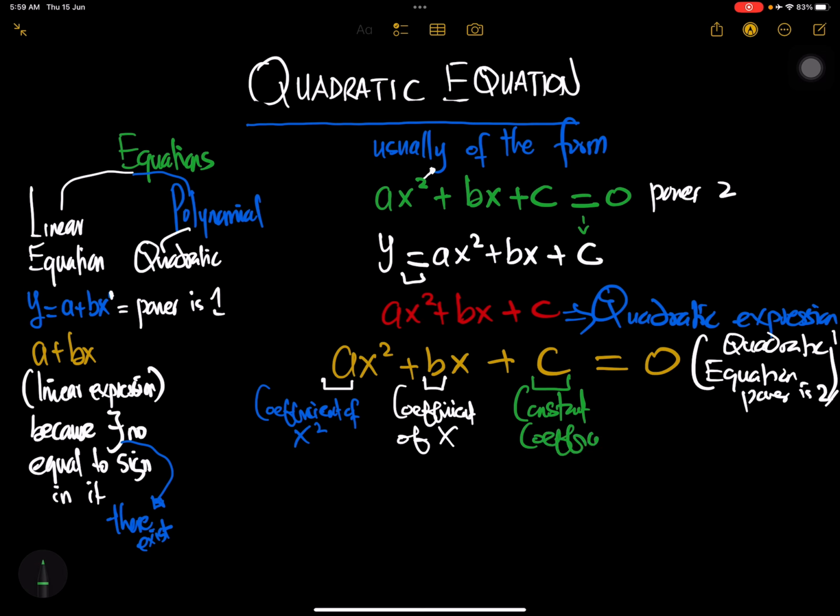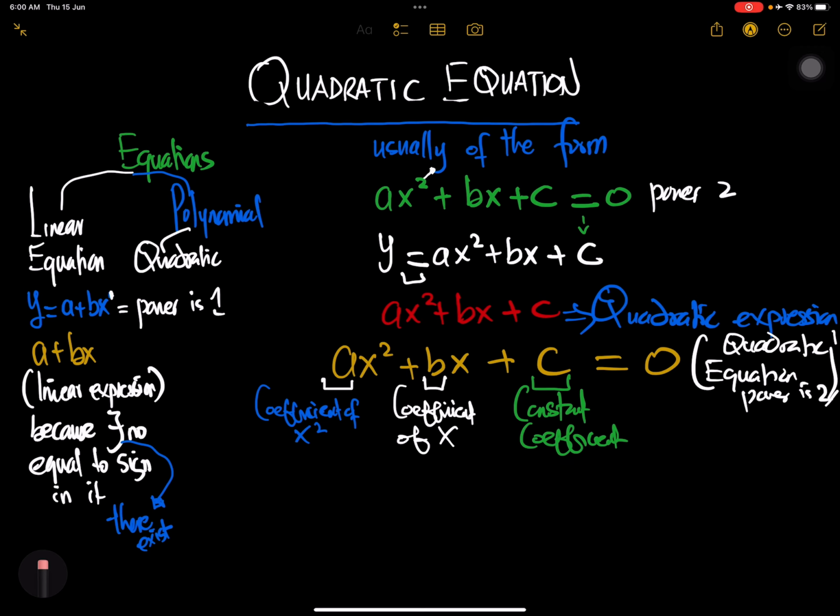You remember when we were doing linear equations, we only had y is equal to bx plus, let's say, c. We had a coefficient of x, and then we also had a constant coefficient, but we didn't have this at the time. So I hope that clarifies a lot of things for us so far.